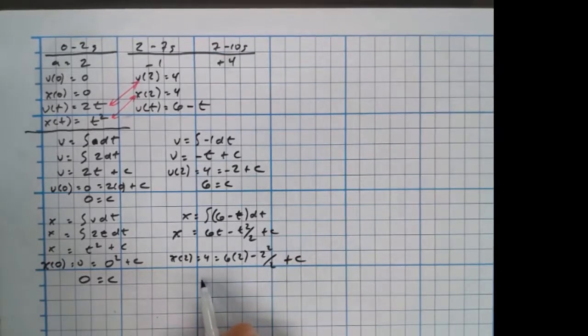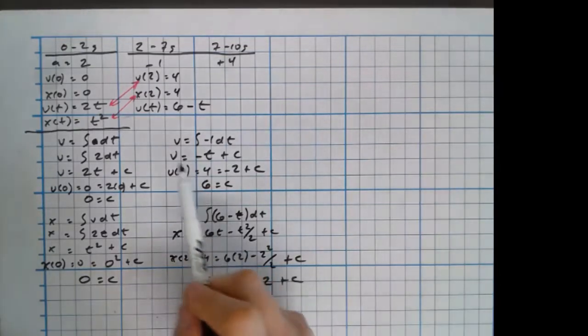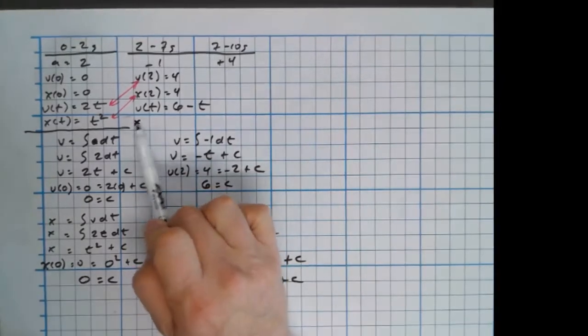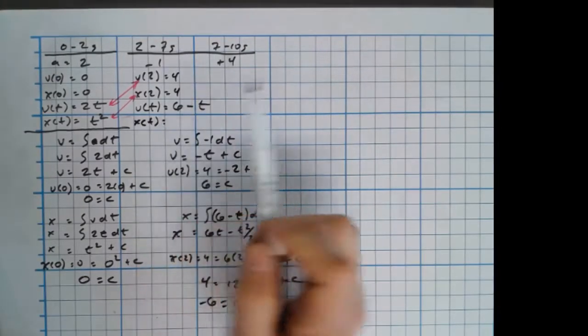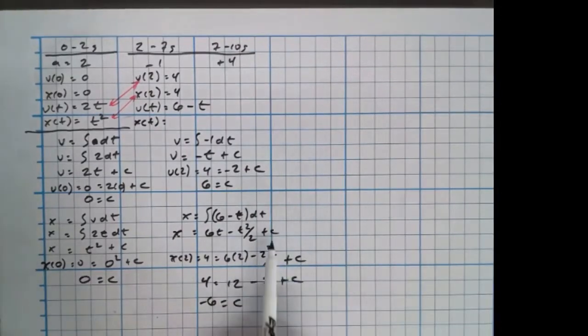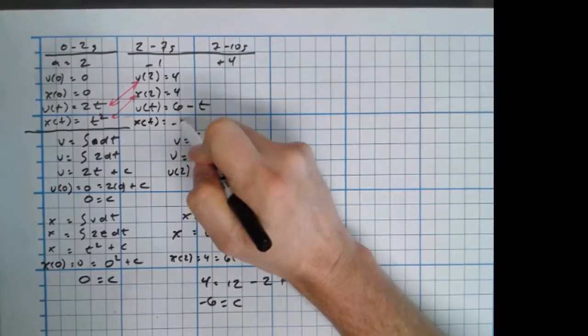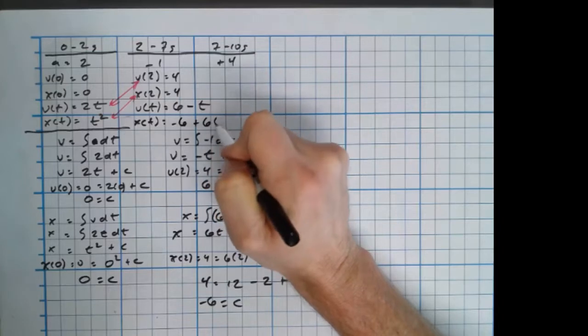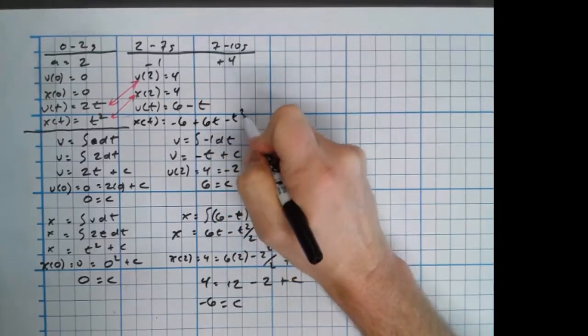Then I simplify that. 4 equals 12 minus 2 plus a constant. That means the constant is -6. So then the position function that matches this part of the domain is x of t equals -6 plus 6t minus t squared over 2.